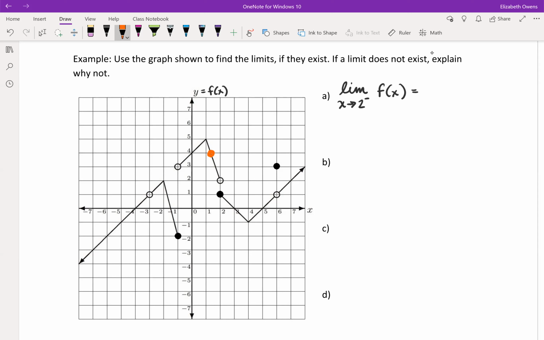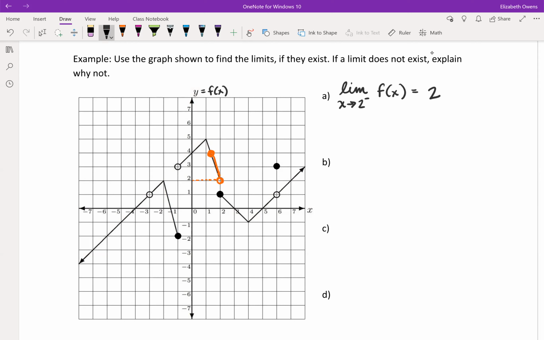And then we're going to trace along the function and see what happens as we come in from the left there. So I'm moving towards x equals 2 while staying on the function. We're really, really close to x equals 2 now, and it looks like our values are heading towards this right here, which would be a y value or f of x value of 2. And so that is our left-hand limit.